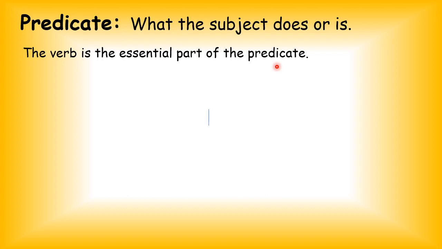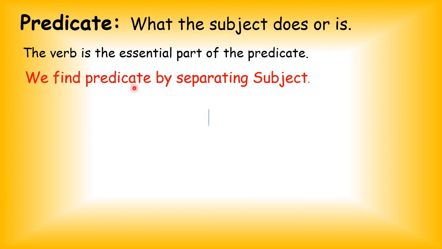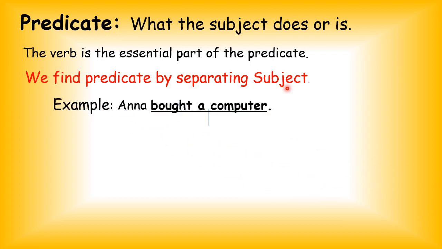Now the question comes, how to identify or how to separate the predicate from the sentence. How to know that this is the predicate of the sentence. We find the predicate by separating the subject. Yes, children. Find out what the subject is and separate the subject from the sentence. After separating the subject from the sentence, the remaining part will be the predicate. Is it clear?